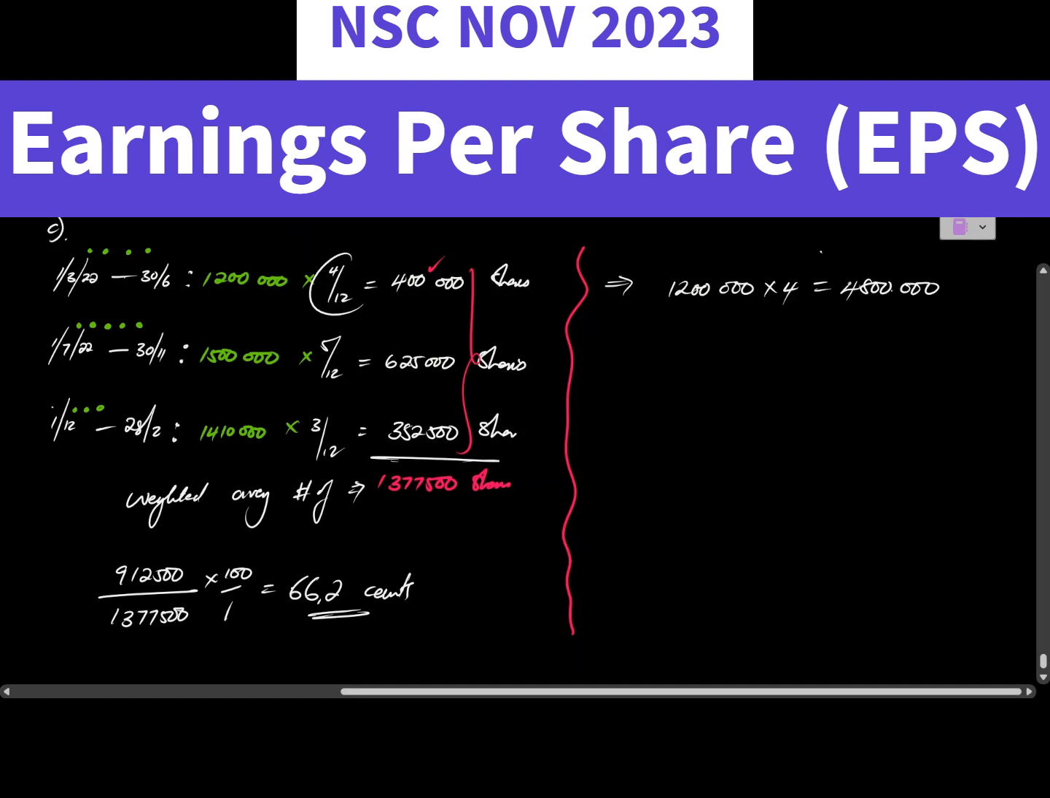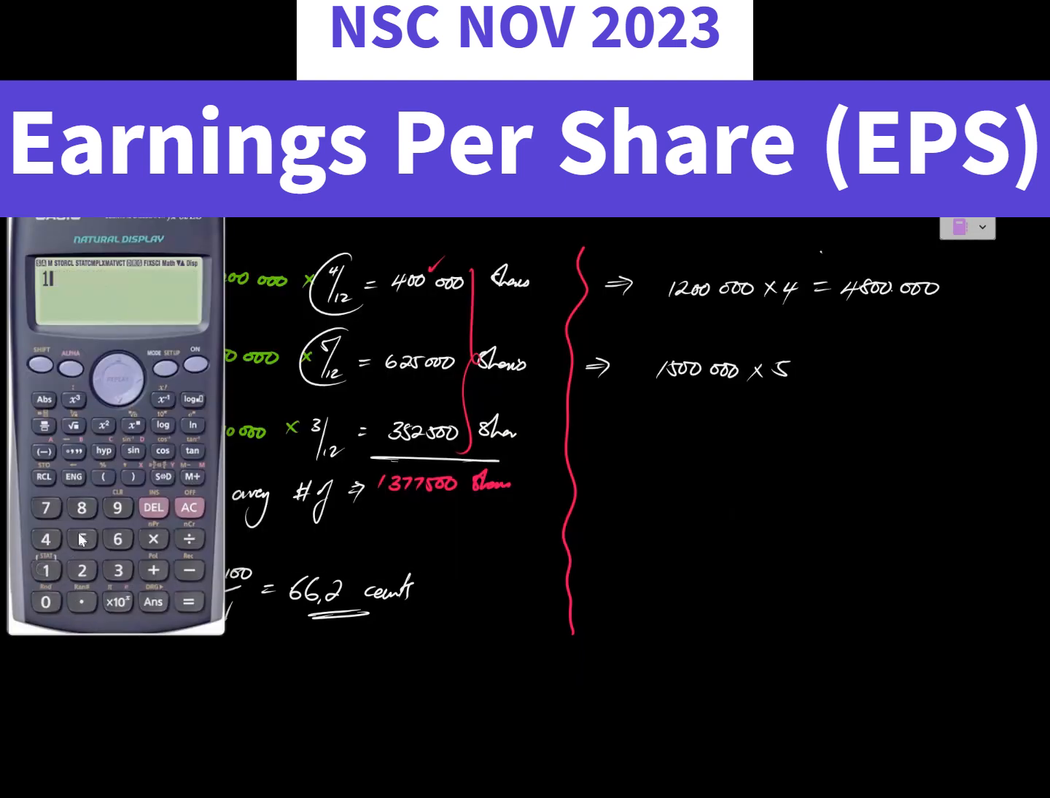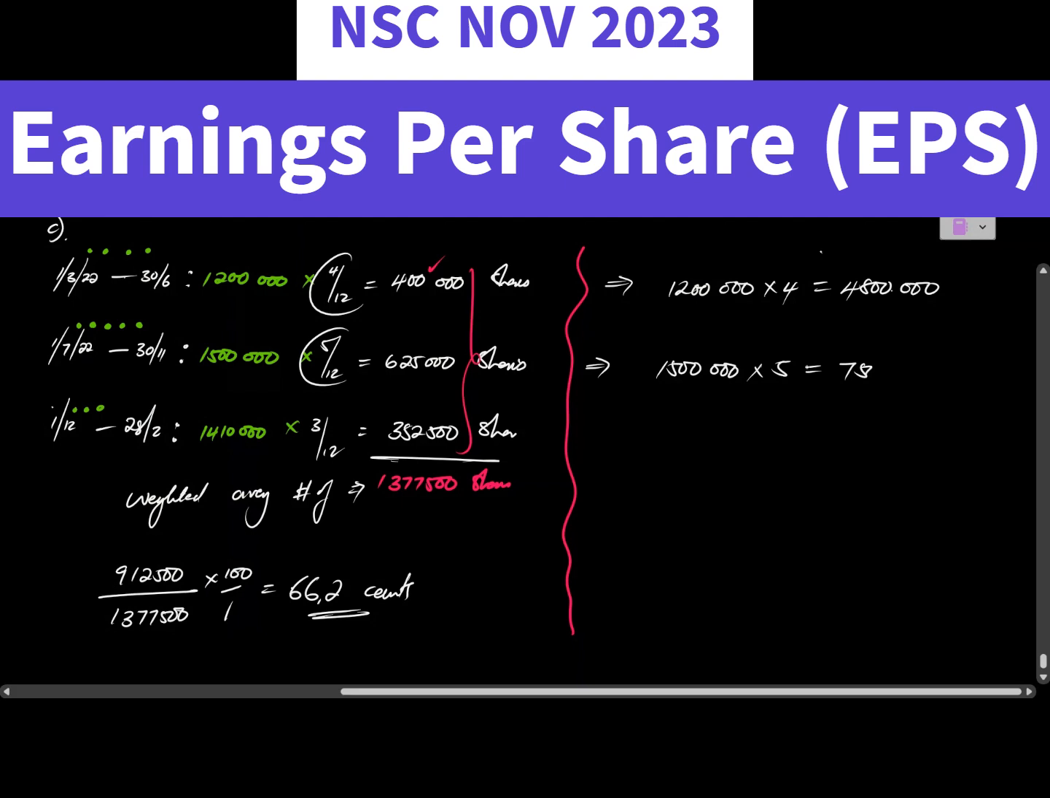Let me come to the next part. I have 1.5 million, and I had it for 5 months. So I'm multiplying 1.5 million by my 5 months, and I end up with 7.5 million. And then the last one is my 1,410,000, which I had for 3 months.